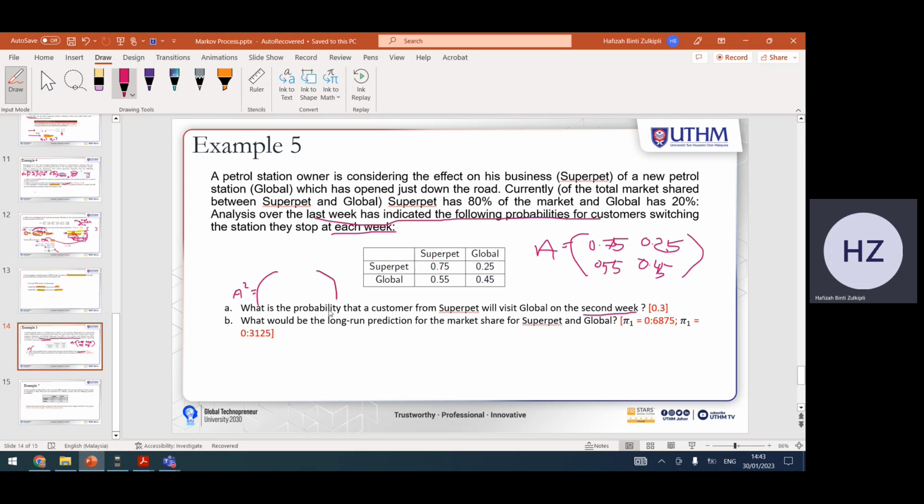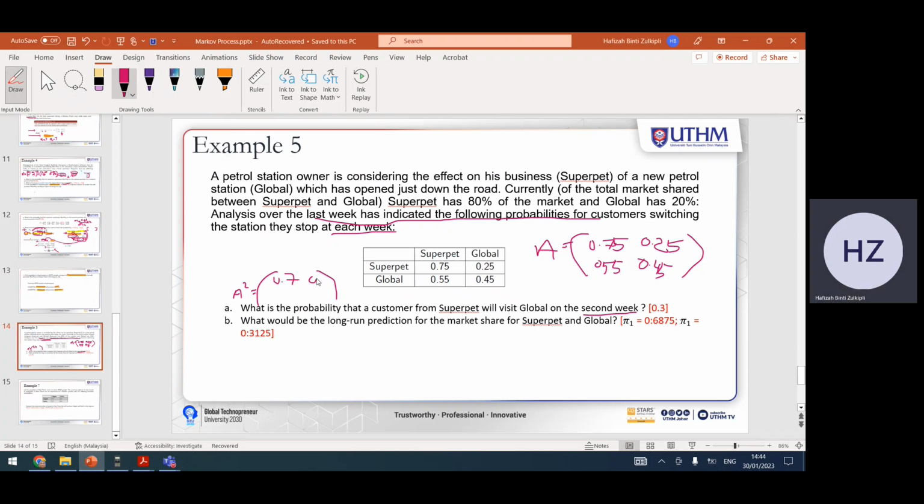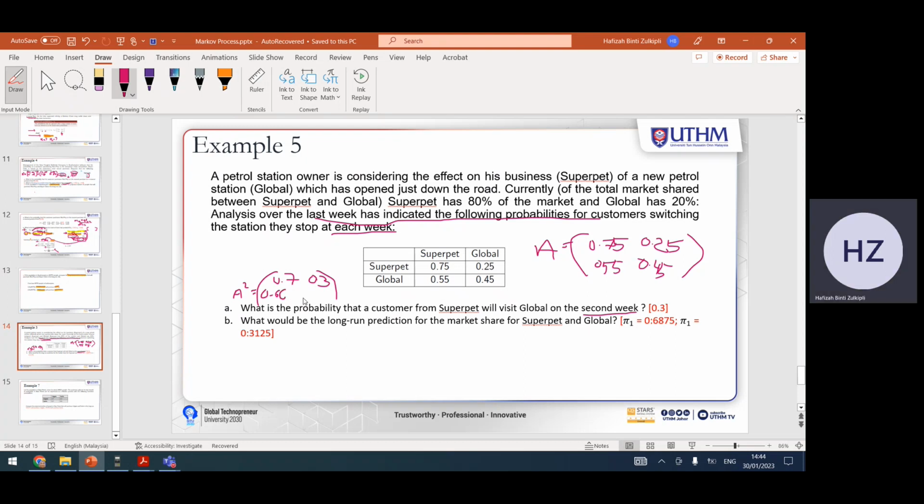So A squared is equal to, substitute into your calculator. It's still matrix. Mode 6, matrix, 2 times 2. So it's 0.75, 0.25, 0.55, 0.45. We multiply matrix A with matrix A. You get the answer 0.7, 0.3, 0.66, 0.34.